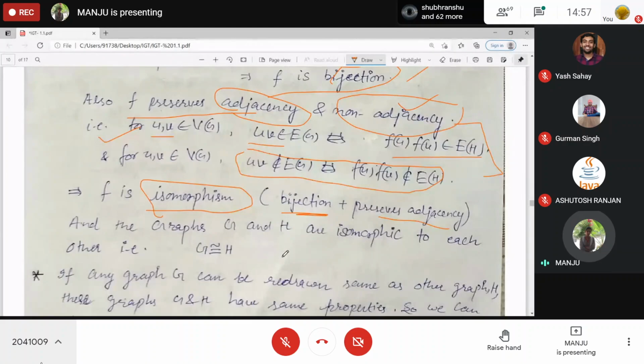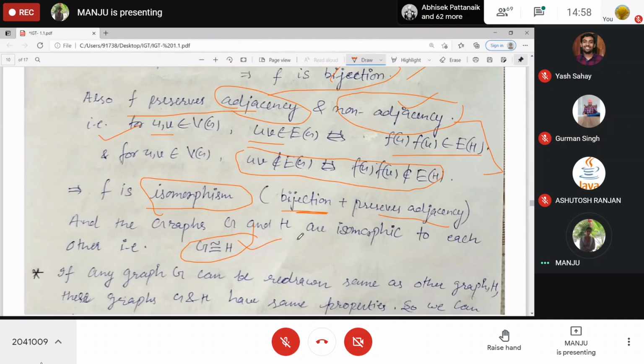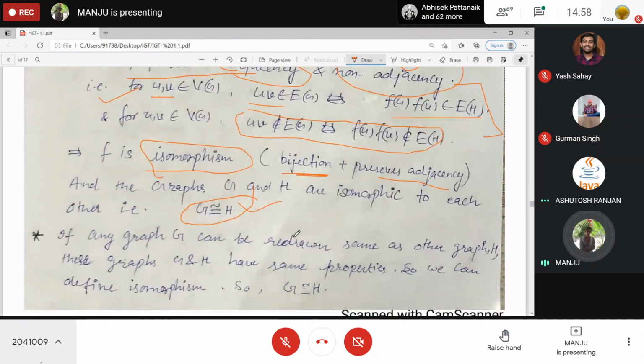And whenever you are able to show that some isomorphism exists between two graphs, then these graphs are said to be isomorphic, and the symbol of isomorphism is this one. In short, if you are able to redraw the graph G so that it looks the same as H, then between G and H there will always exist some isomorphism, and these are isomorphic.